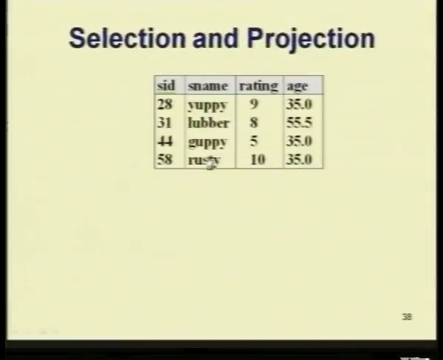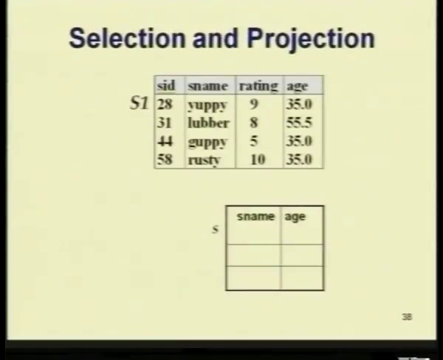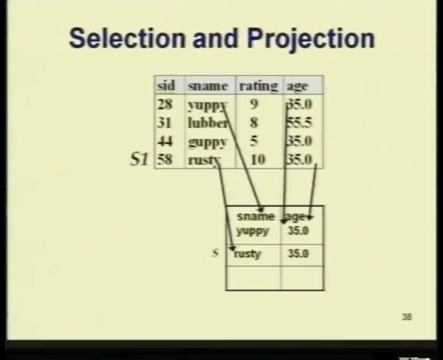So, if you take this example, 9 and 10, I will get Yuppy 35 and Rusty 35 as my output. So, this is S1, this is my S. Now, this is the first one, and that satisfies the rating. So, I get this, and this does not satisfy the rating, this satisfies. So, that output also will come. So, this is my S, this is the tuple I want. That is how projection and selection are understood from the tuple relational viewpoint.